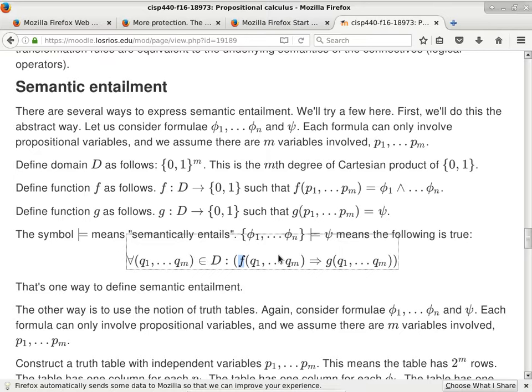If this holds true for all elements in D, then we can claim that phi 1 to phi n as a set semantically entails phi, and they are all well-formed formulae. Are we doing okay so far with this, just in terms of concept?